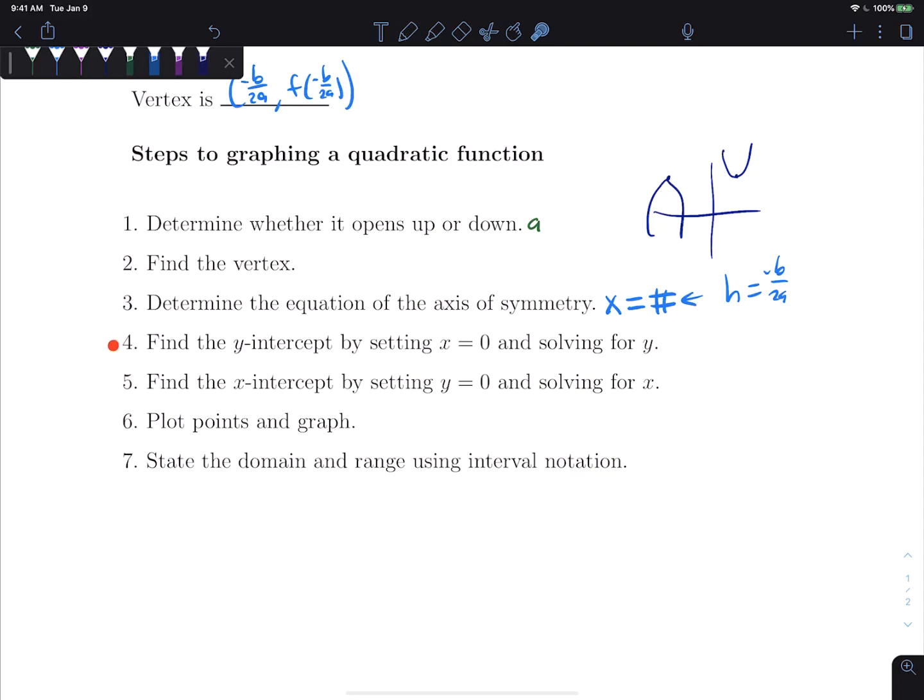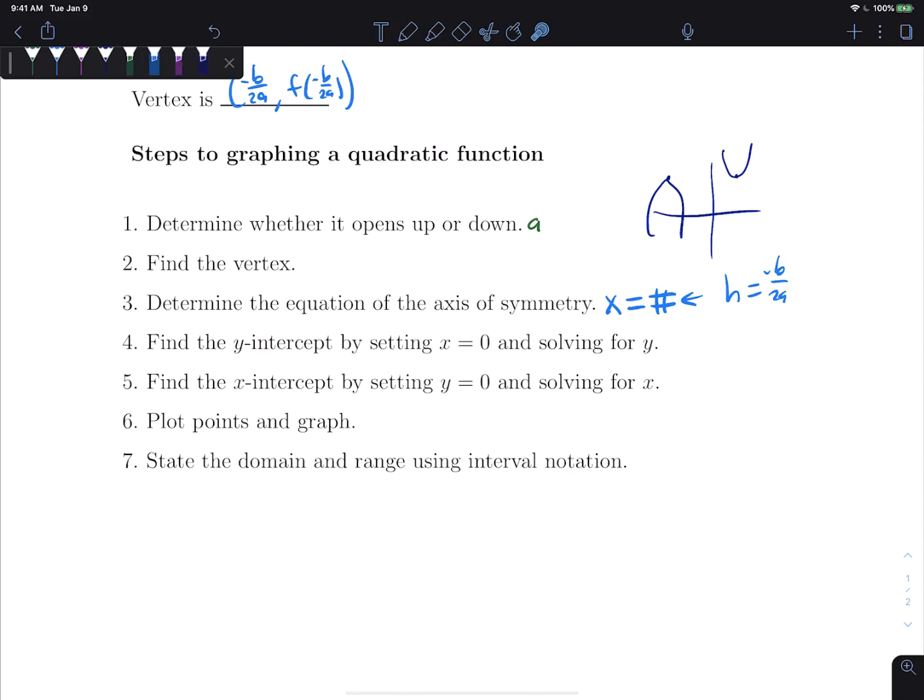Now for the next two, finding the x and y intercept. We could have combined this into just a single step, saying find the intercepts, but we do want to remind you how to do this. So to find the y-intercept, set the x value equal to 0 and solve for y. To find the x-intercept, set the y equal to 0 and solve for x. In other words, it's exactly the same no matter what the function is.